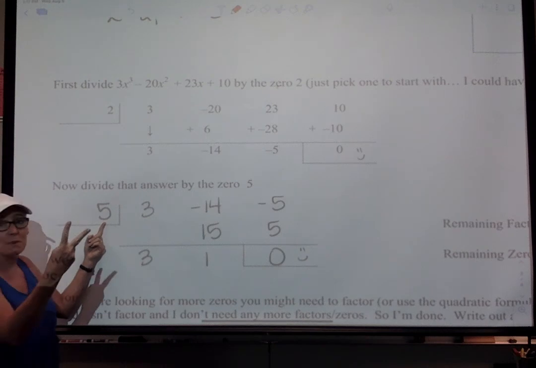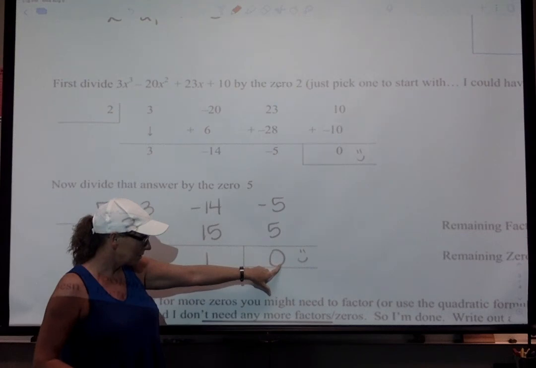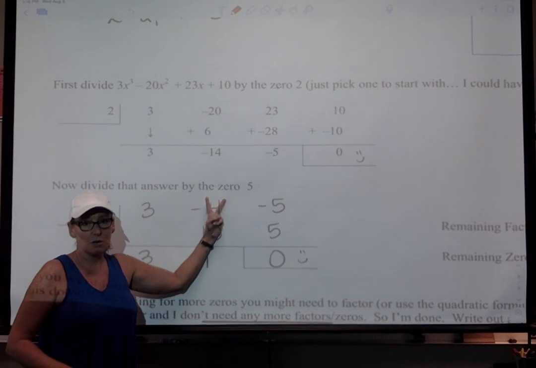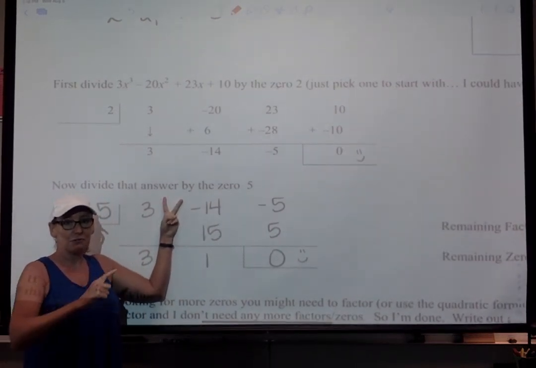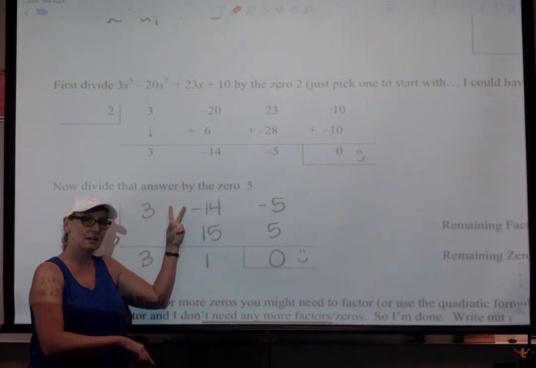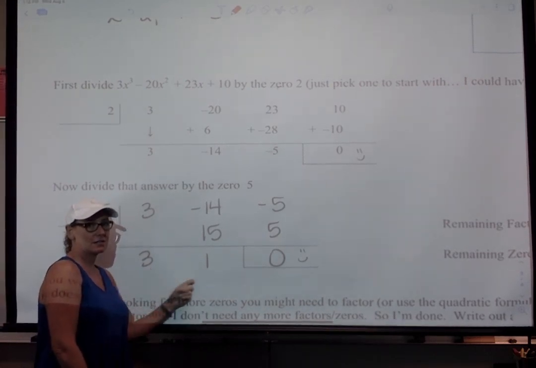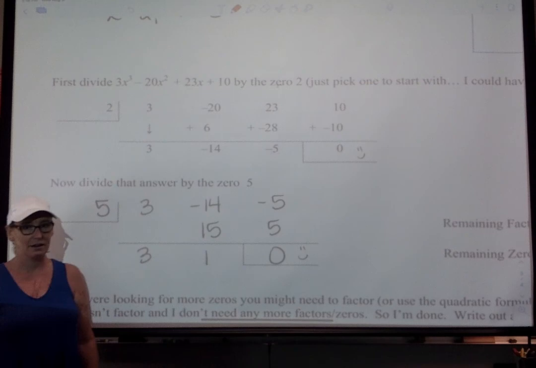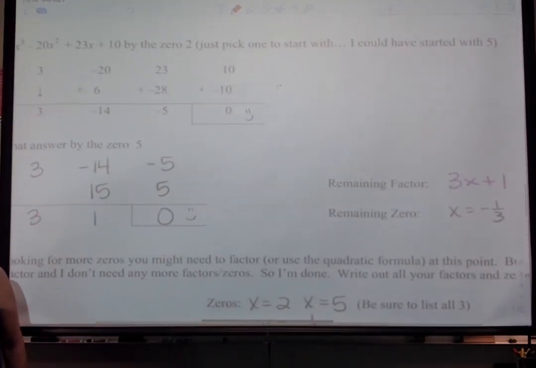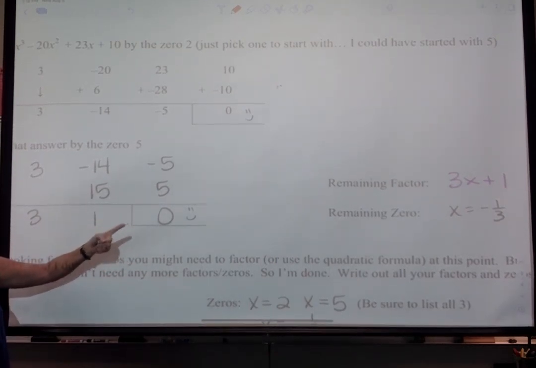So I've used both of my nice ones. I've used the 2, I've used the 5. Look what happened. Remember, this was a quadratic. So when I send 5 through a quadratic with synthetic division, what do I get? Linear. 3x plus 1. So that's my remaining factor, 3x plus 2, 3x plus 1.